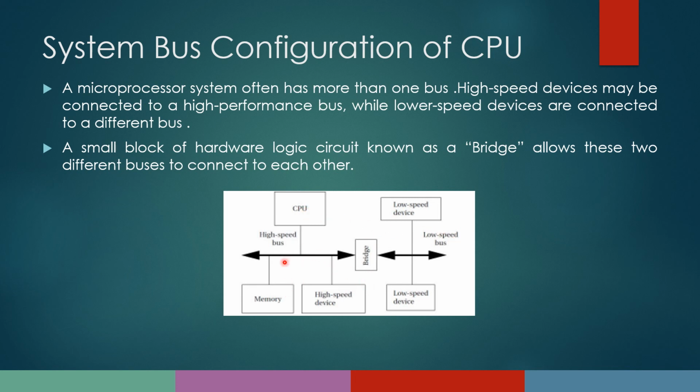So for high speed devices you use a high speed bus, and for low speed devices you use a low speed bus. Obviously, this is a little complex in the sense that we require more expensive connectors and circuits.